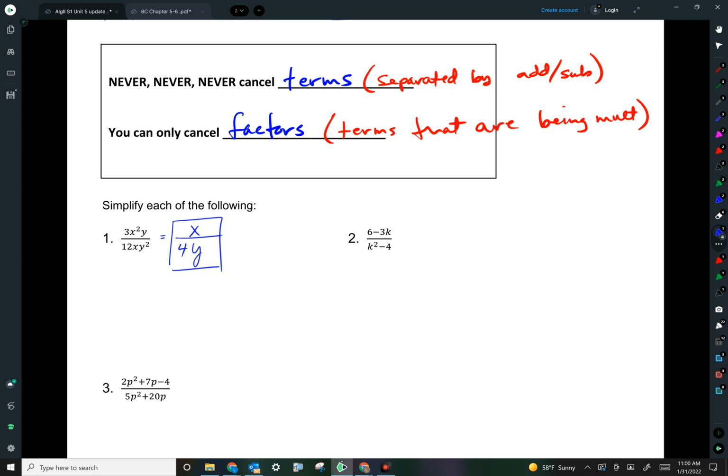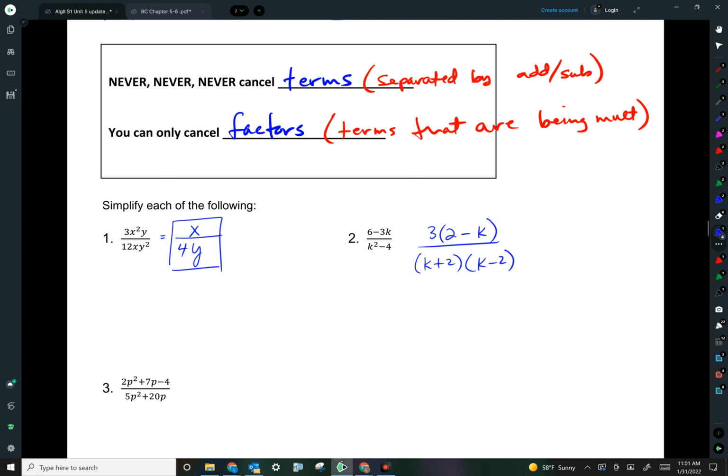Okay, well, notice how number 2 is different because they're not all being multiplied, right? You have addition and subtraction. And so the way we're going to do this today, if you have addition and subtraction, you have to start by factoring, because we want it in factored form because that's when we can cancel. So on the top, I'm going to take out a common factor of 3. It's going to leave me with 2 minus k. And on the bottom, that's a difference of squares, so I can factor that to be k plus 2 and k minus 2.